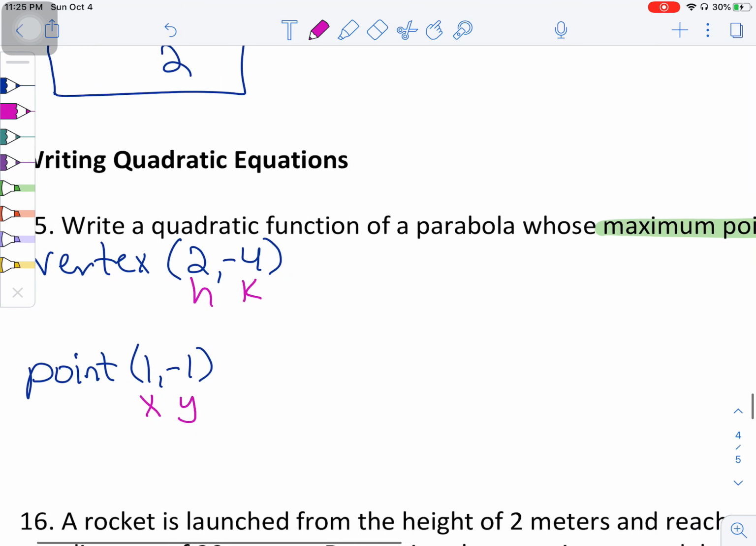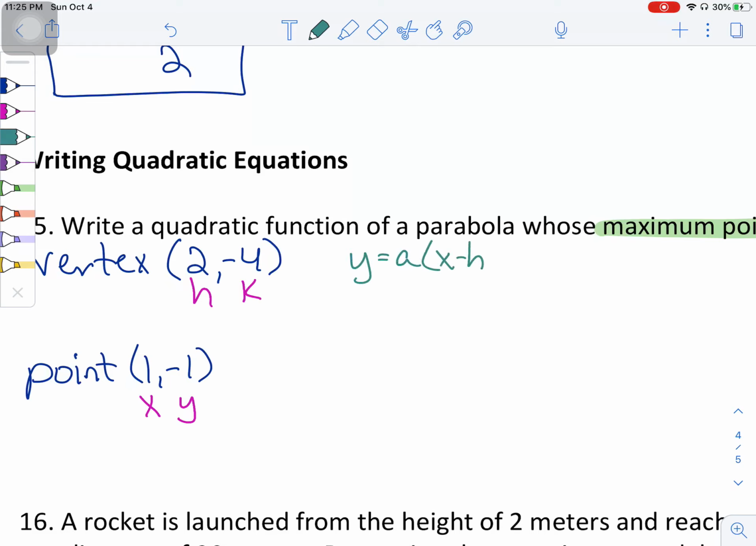And we're going to use those 4 values in the vertex form equation. So y is equal to a times x minus h squared plus k. So let's see, y gets replaced with -1. A we don't know, and that's what we have to solve for. X gets replaced with 1, minus h is 2, squared, plus k. So you could either write plus -4 or just -4. Won't matter which. Now our job is to solve for a.